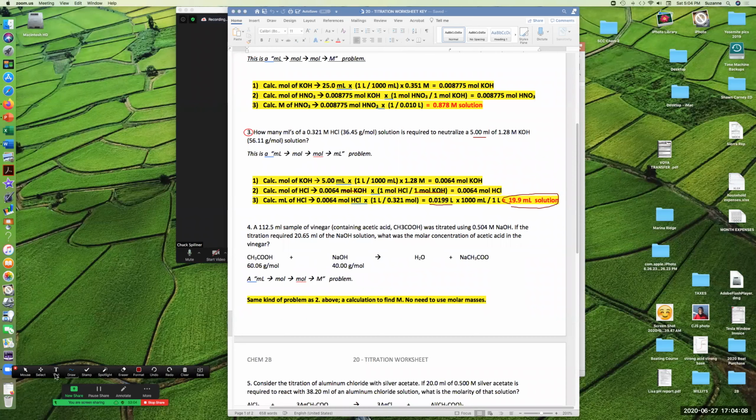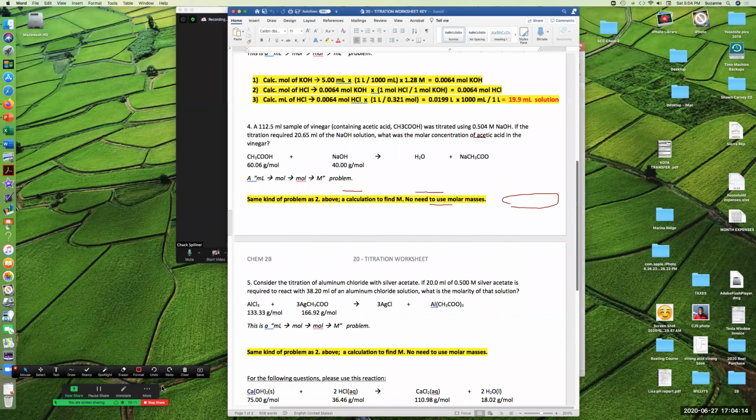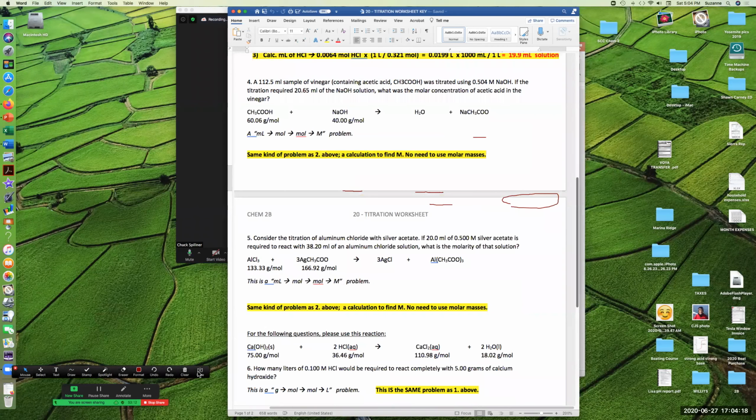So now we're on to question 4. And what I've written for question 4 is that question 4 looks like problem 2 above. So if you look at question 4 and read it, it's a mL to mole to mole to molarity problem. So I'm going to let you do that one. So the strategy for solving this problem is just like the strategy above for question 2.